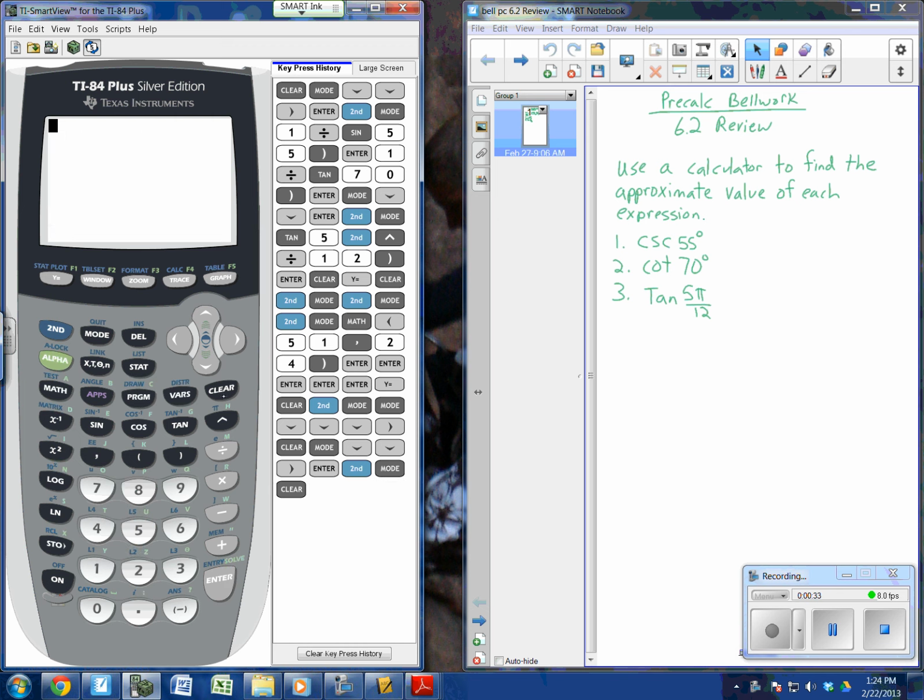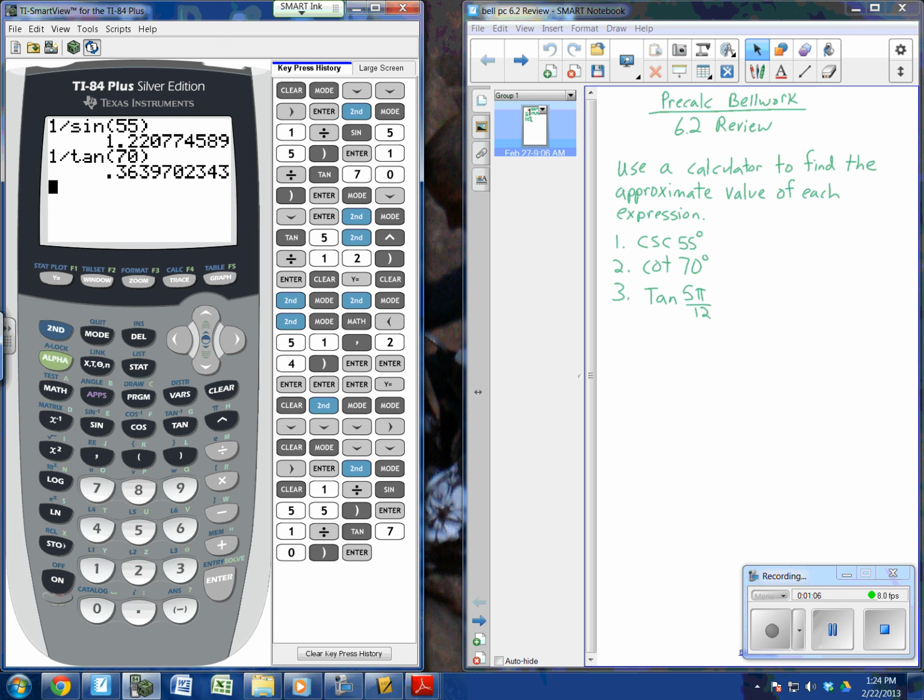I go back here, and all I have to do, how do you put cosecant in your calculator? 1 divided by the sine of 55. 1.22. Cosecant is defined to be 1 over sine, right? Okay, what would I put in for cotangent? 1 divided by the tangent of 70.